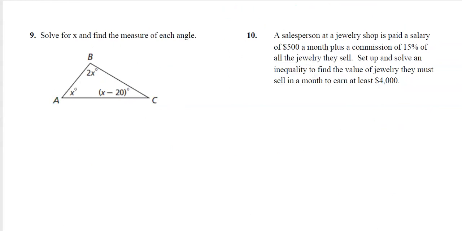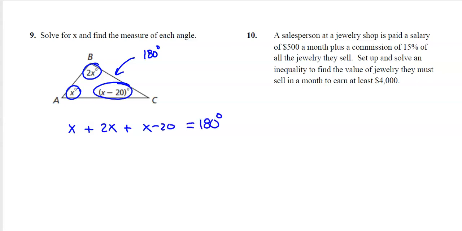So application time. Solve for x and find the measure of each angle. So there's no equation. I got to come up with my own equation. And I got to kind of use the fact that, hey, how many degrees are in a triangle? Hopefully you guys remember this from last year. Triangles, the sum has to be 180 degrees. So I know that this angle plus that angle plus that angle all have to add up to 180.